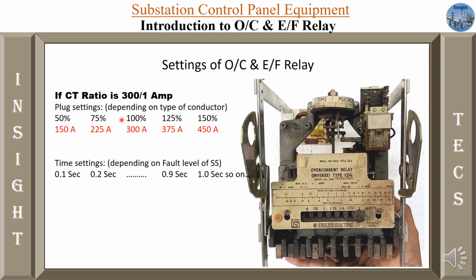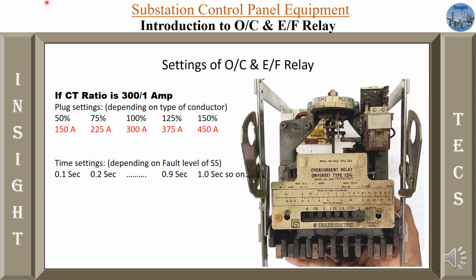Say suppose the CT ratio is 300 by 1 ampere, then 50% of this means 150 amperes. If I do the plug setting to 50%, what does it mean? Whenever there are 150 amperes flowing, at 150 amperes the disc will start rotating. Whenever a current of 150 amperes or more is flowing, the disk will start its operation and indicate that now we have to trip. Why? Because the setting is 50% and the current has reached 150 amperes.